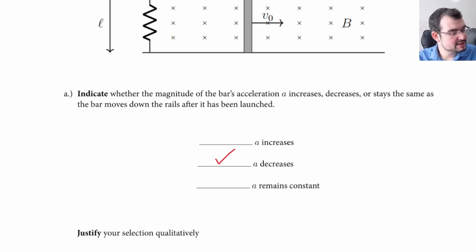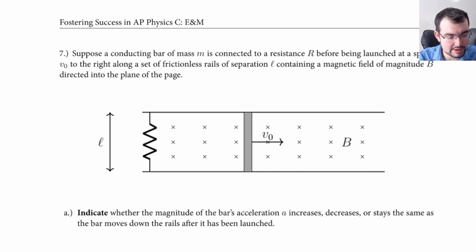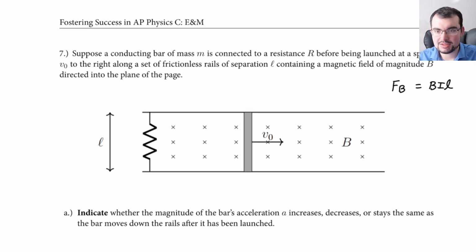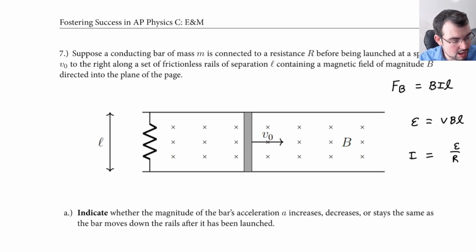So how can we reason through this qualitatively without really needing the drag idea? We do know that the net force is the Bill force. But what is affecting the Bill force? Well, we also know that this is a motional EMF problem. So we have an EMF that's equal to VBL. And we also know current is EMF over resistance. So all of these things are qualitative facts that we can use together.